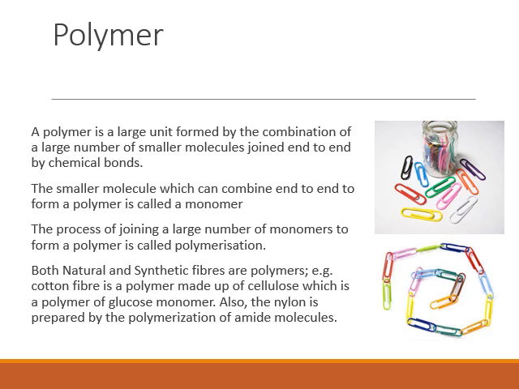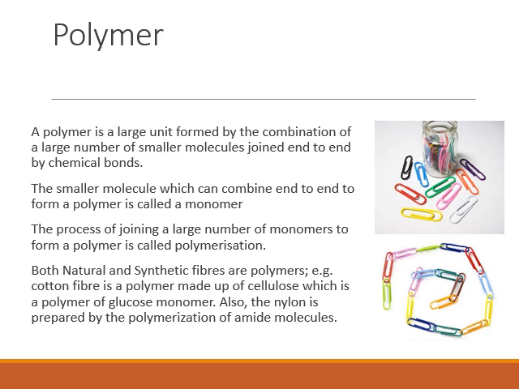The small molecules which we can combine end to end to make a polymer are known as monomers. So what we are doing? We are combining a large number of monomers which are joined end to end and make a very large chain-like structure which is known as a polymer. And these polymers are present in our fibers. The process of joining a large number of monomers to form a polymer is known as polymerization.